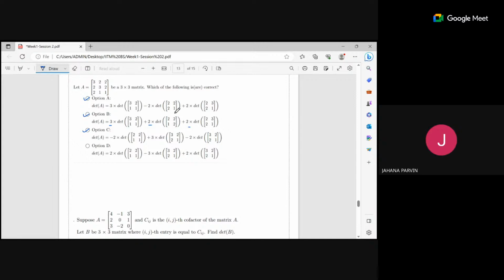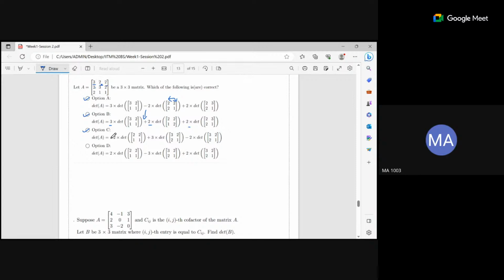Ma'am, this option C will be equal to option D, no? Because it's changing its sign, positive and negative. See, option C is not option A. Option C is regarding the second row. Yeah, so in option C they are using row 2. So they are starting with 2, 3, 2. We already have seen what are the signs for the cofactors. So here it will be minus, plus, minus. That is why here minus, plus, minus is there.